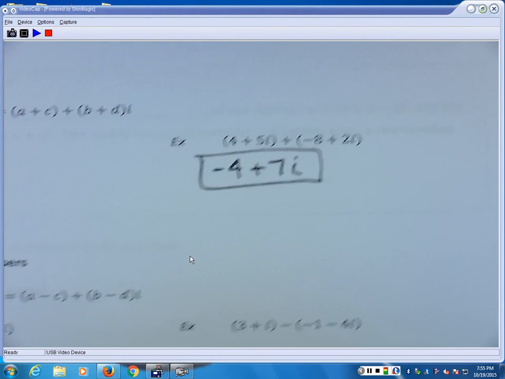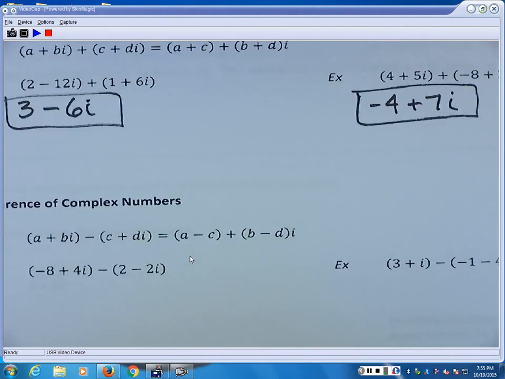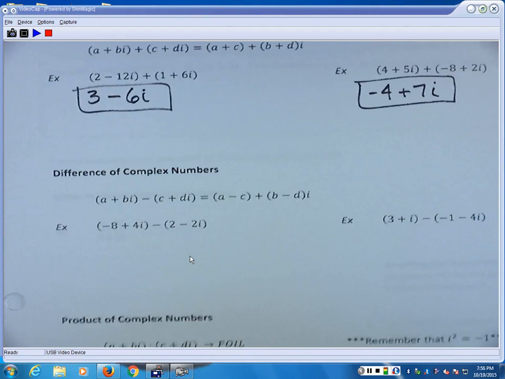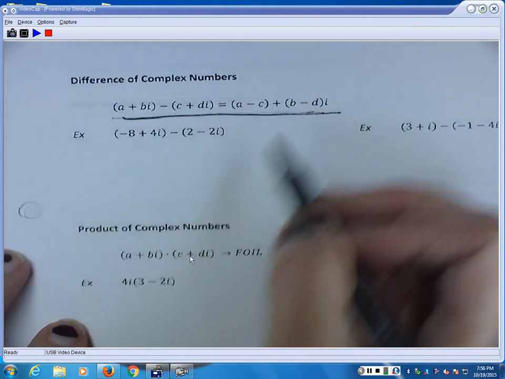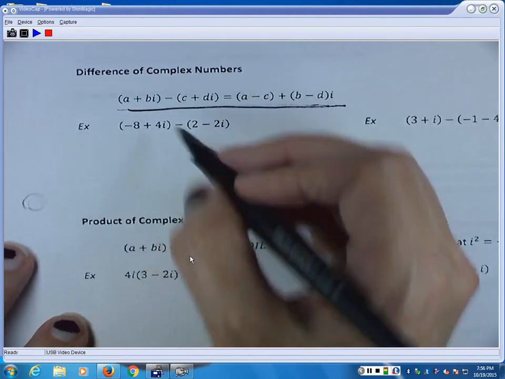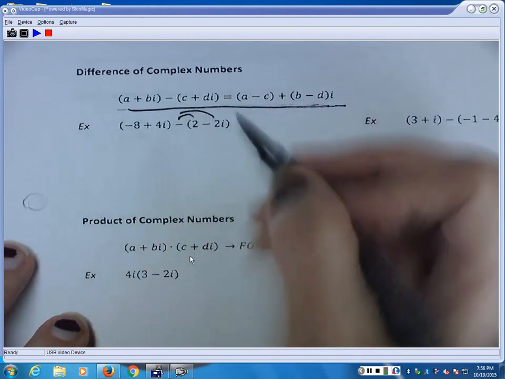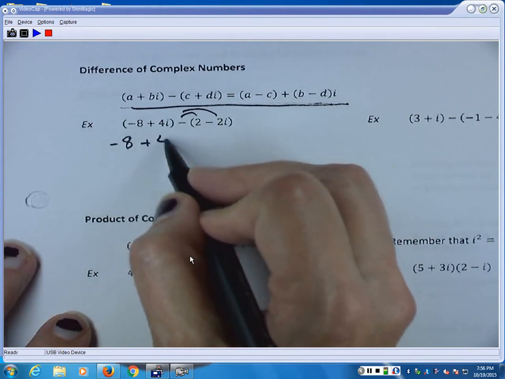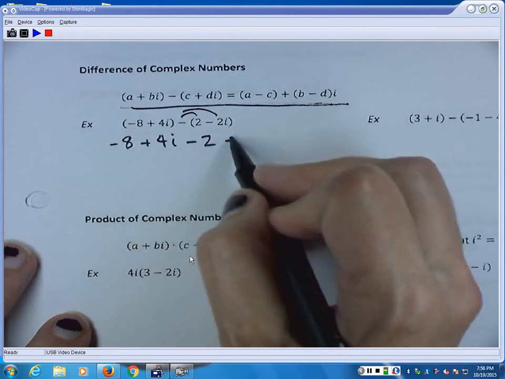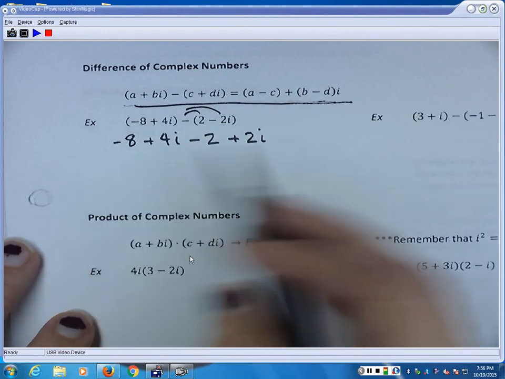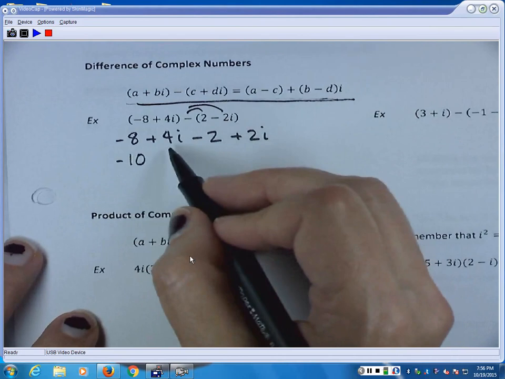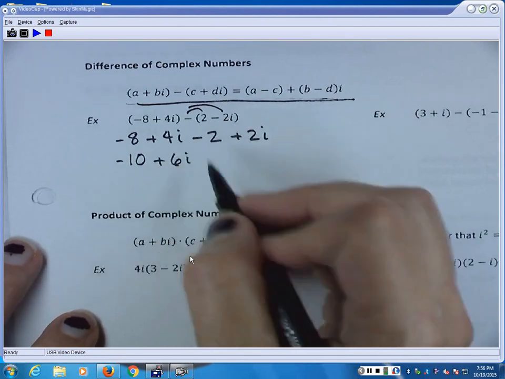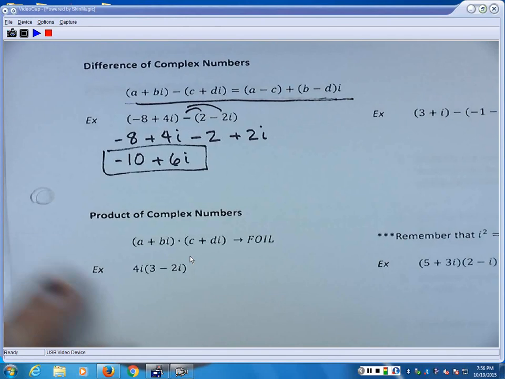All right, how do you do a difference of complex numbers? I don't think you should memorize this right here. Don't memorize this. Just distribute your negative sign. So you have minus 8 plus 4i minus 2 plus 2i, and then combine your like terms. Minus 8 plus minus 2 is minus 10, and 4i plus 2i is 6i. And that's your answer. So we're going to distribute our negative sign and then combine our like terms.